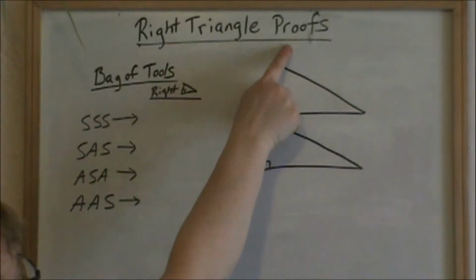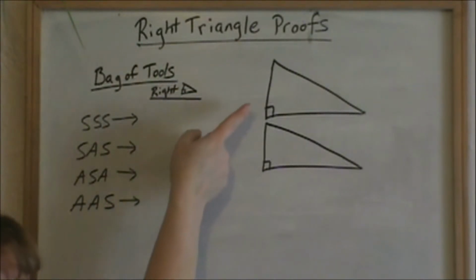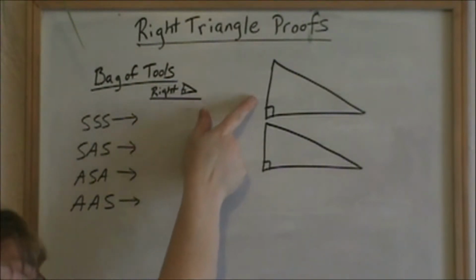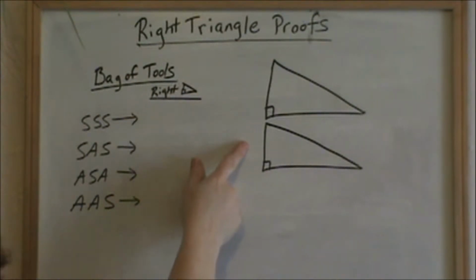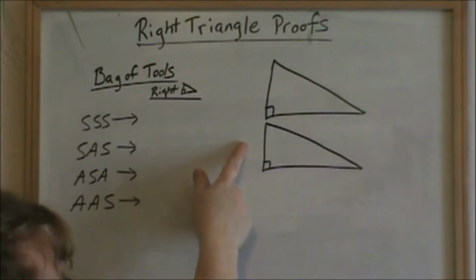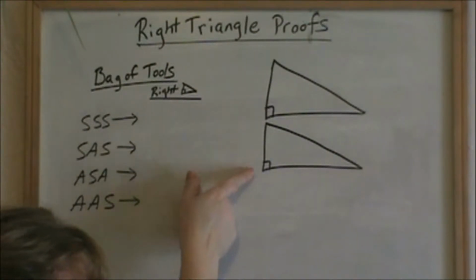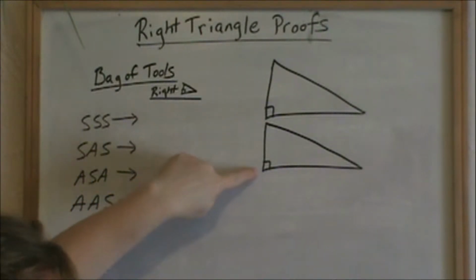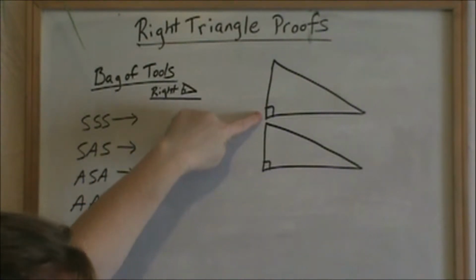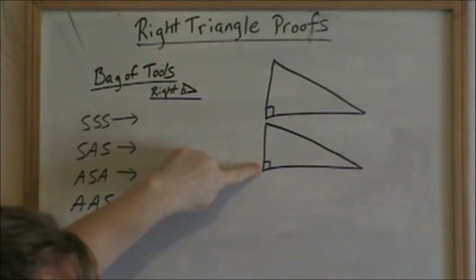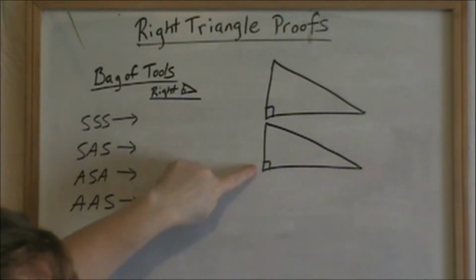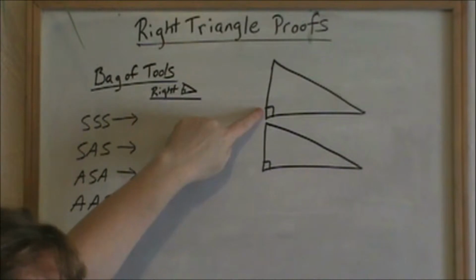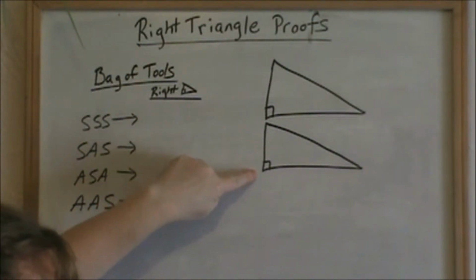Okay, we're going to be doing proofs of right triangles. So in my ideal world, these two triangles are congruent, so just pretend that they look exactly the same, and they're both right triangles. In a right triangle, we already know that these angles are congruent, because if this is a 90-degree angle and this is a 90-degree angle, then they are congruent. So we already have congruent angles right here.